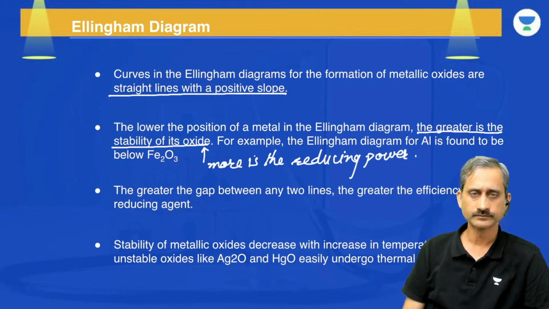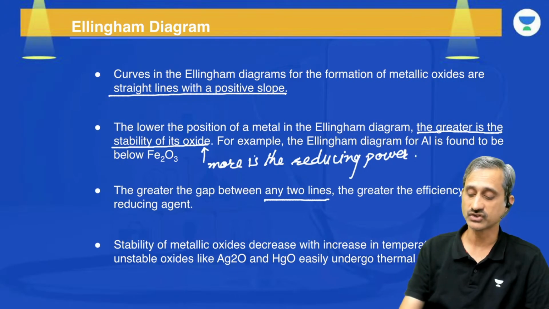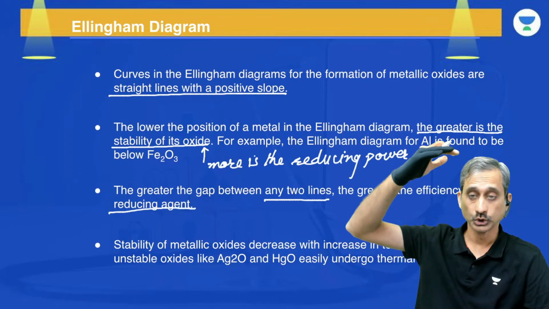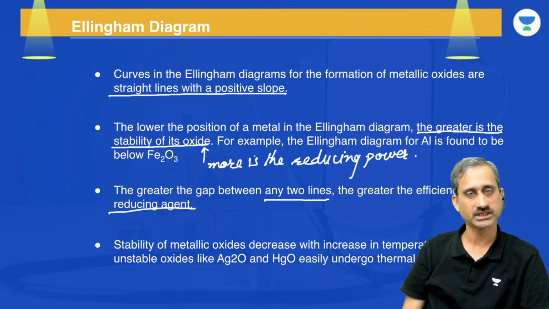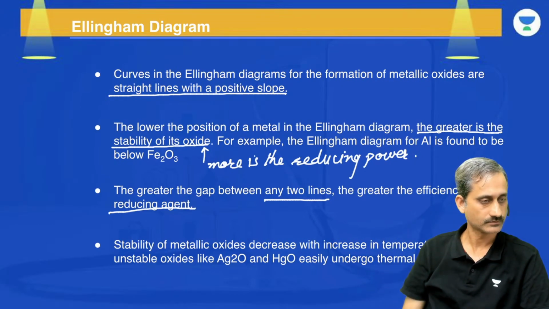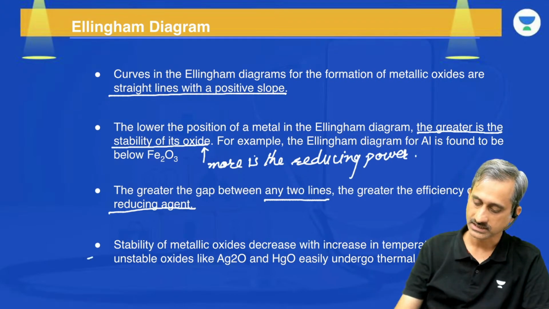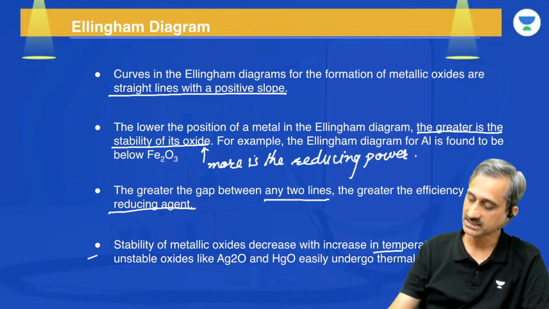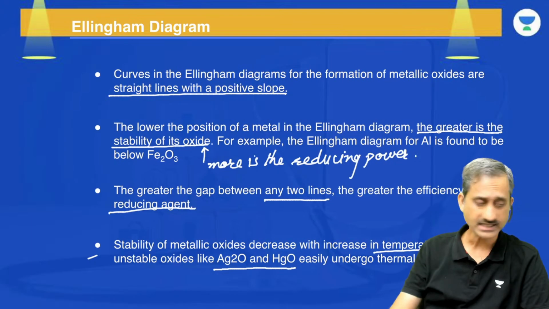Is this clear? The greater the gap between any two lines, the greater the efficiency of the reducing agent. So lower is the metal in the graph, stronger reducing agent it becomes. Is it clear? The stability of the metallic oxide decreases with increase in temperature. Then highly unstable oxides like silver oxide and mercuric oxide easily undergo thermal decomposition, that we have already discussed. Anyone has anything to ask here?